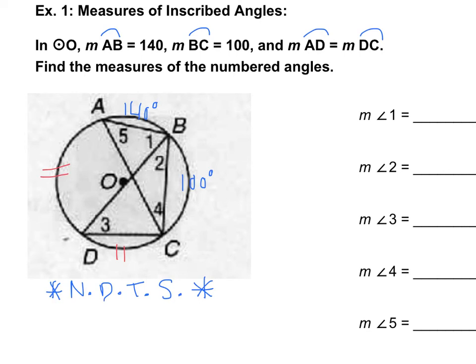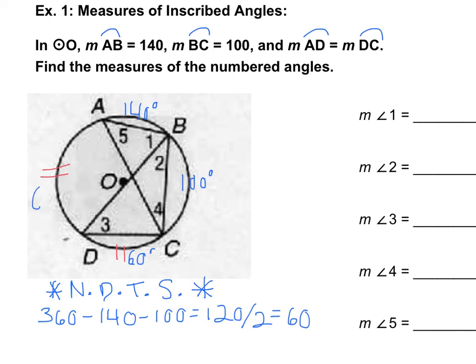So if we want to find those missing measures that we just marked congruent there, we're going to take 360 and subtract what we know. That's going to leave me with 120 degrees left over in the circle that has to get split into those two congruent pieces. So we're going to get 60-degree arcs there, and it's important to start by knowing all the different pieces of the circle, because now all I have to do is think about using my theorem, which allows me to cut the arc measure in half to get the angle.